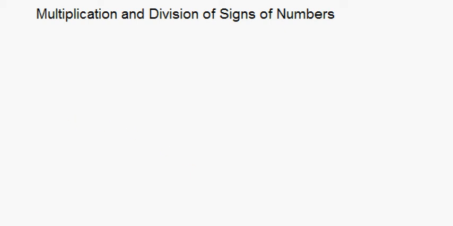Alright, so we're going to have multiplication and division of signs of numbers. Let's take a look at an example. Say that I want to multiply a -5 times a +3, and I want to know what the answer is going to be. Well, we know that 3 times 5 is 15. The question is, what should the sign of the number be?